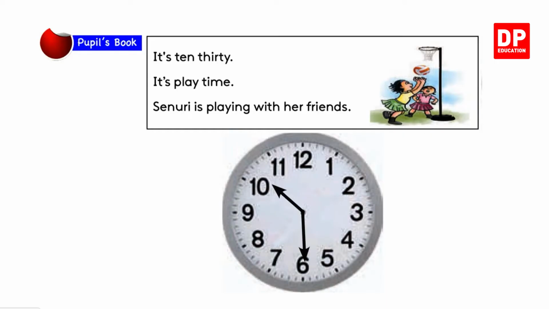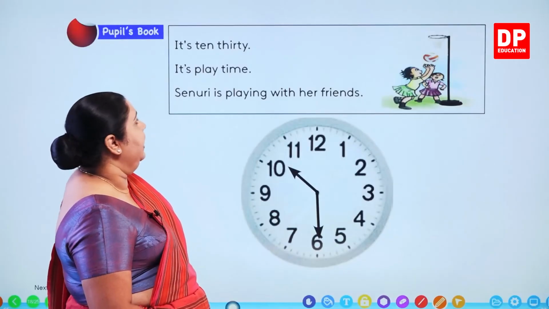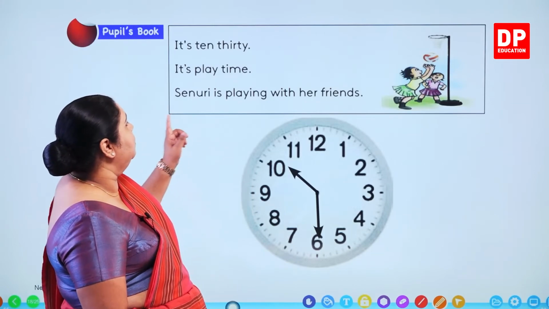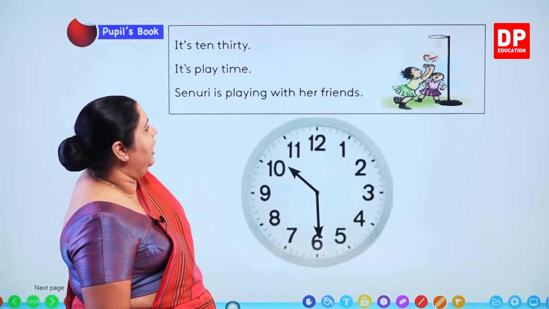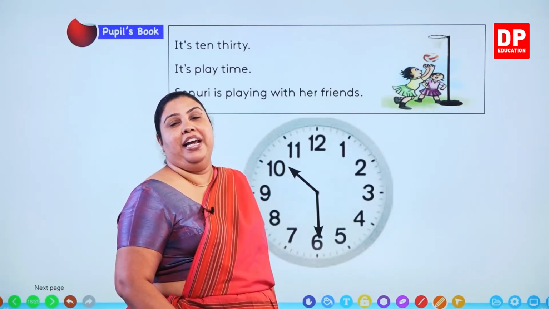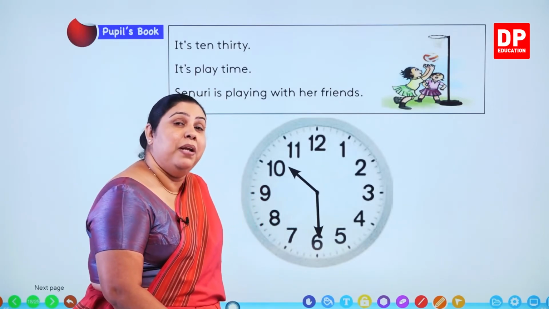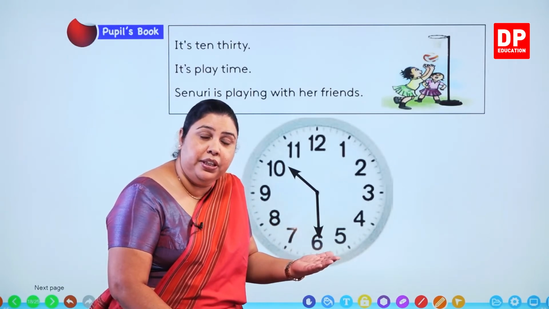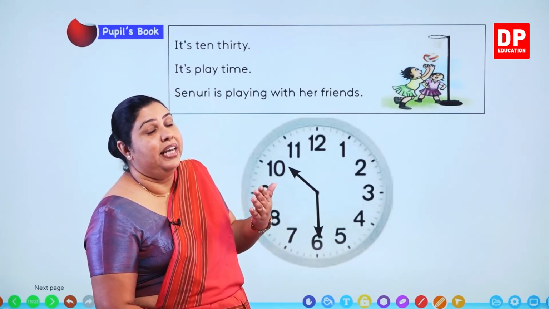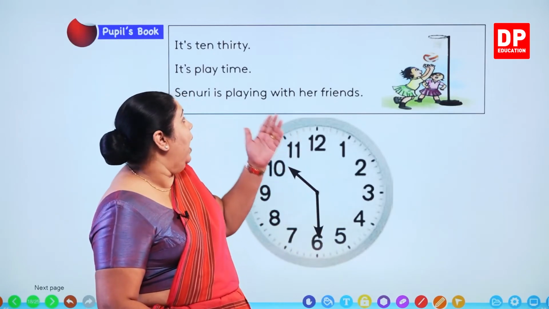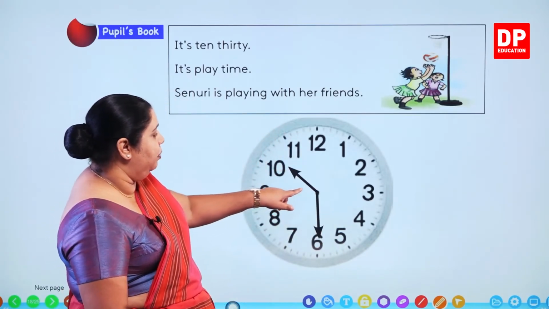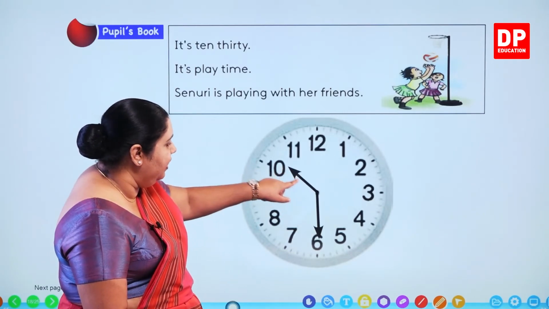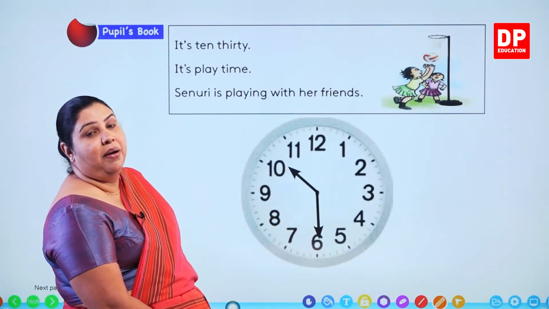Next one. It's 10:30. It's playtime. Senuri is playing with her friends. Now, where is Senuri? දැන් සෙනුරි කොහෙටද ගිහිල්ලා ඉන්නේ පුතේ උදේ? 6:30යි කොහෙද ගියේ? She went to school. Now at 10:30. ඔන්න බලන්න පුතේ 10:30 කියලා කියන්නේ small hand is in number 10. The long hand is in number 6.